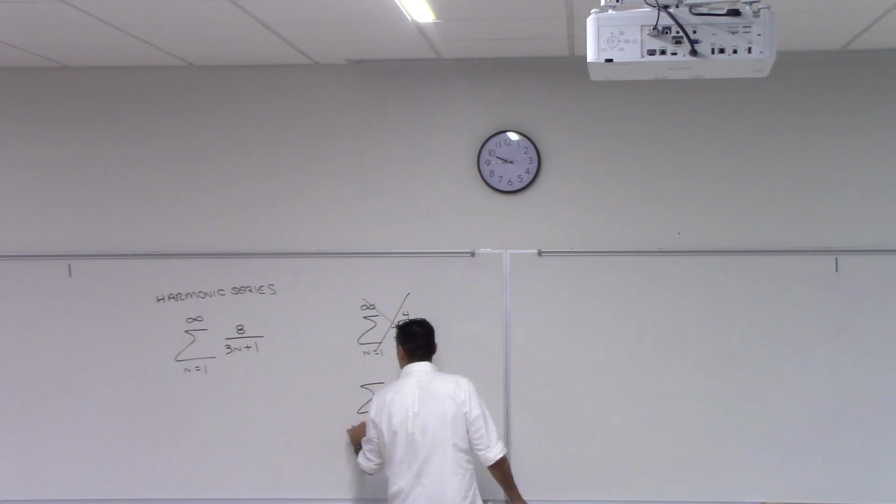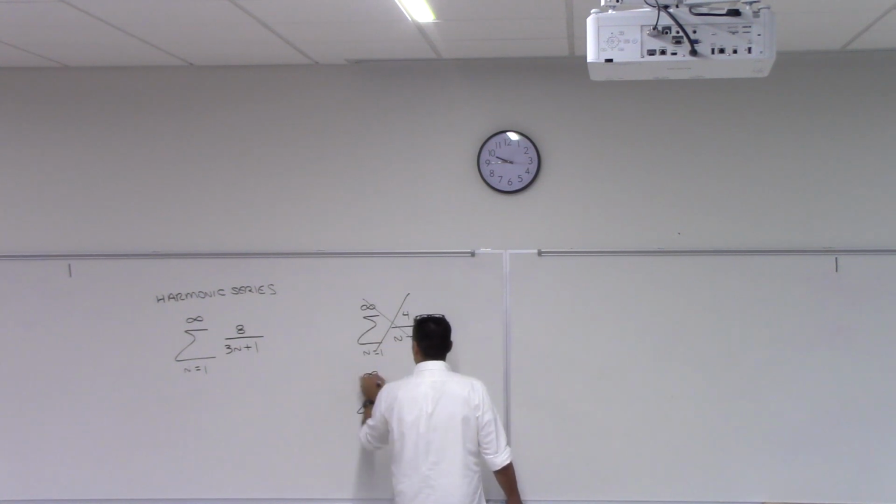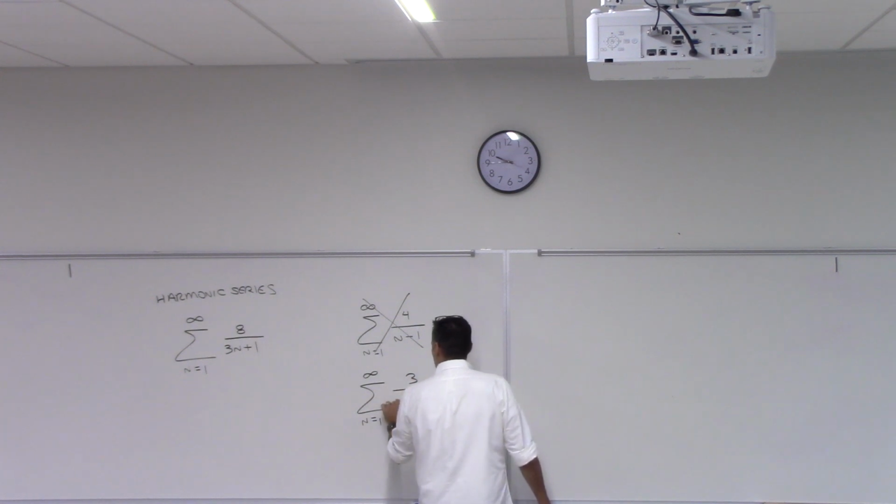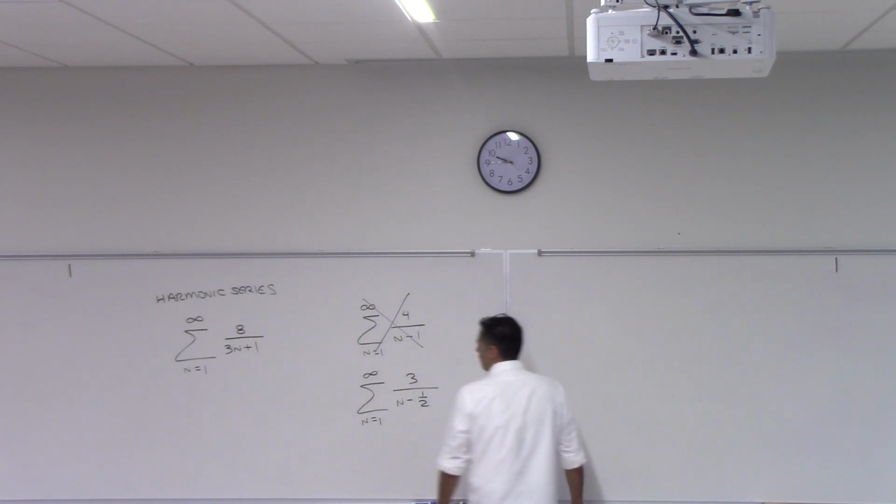Let me give you one more of these. What if I give you this? Sum n equals 1 to infinity, 3 over n minus a half. Is that harmonic?